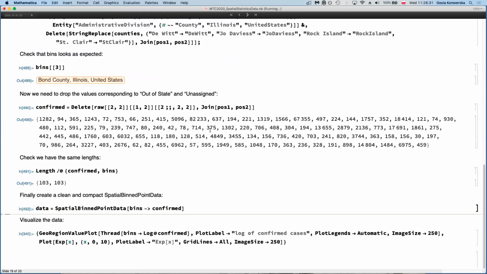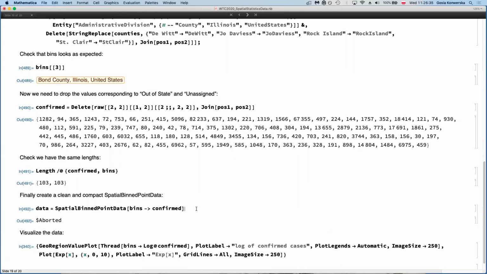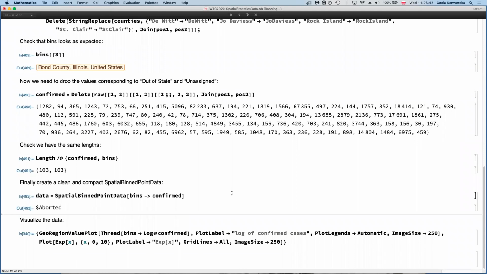And I'm just checking if everything is. Let's try again. Okay, while this is running, we can look at the plot. Maybe not. I'm just gonna abort that and show you the plot.